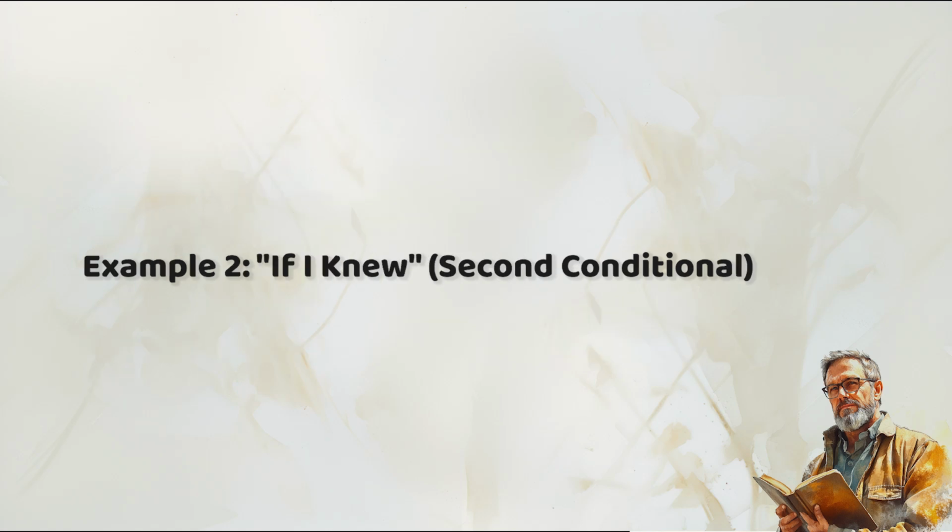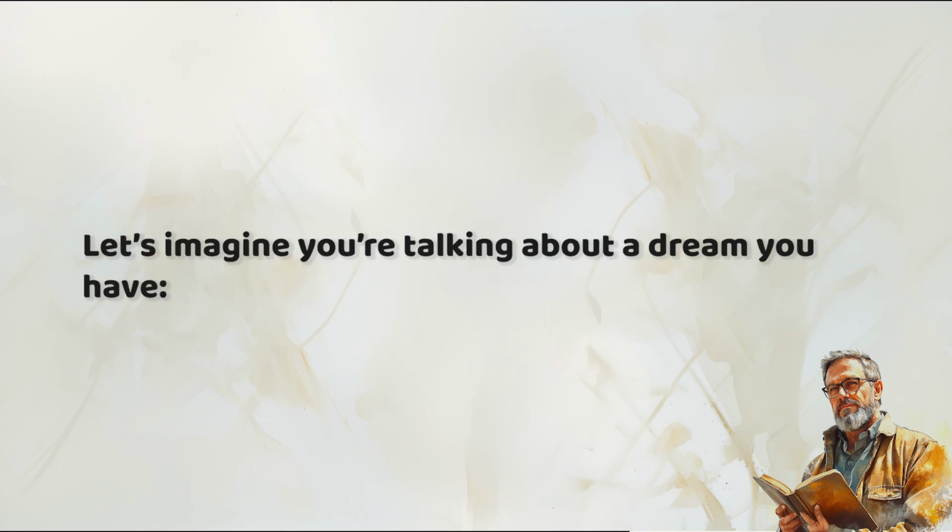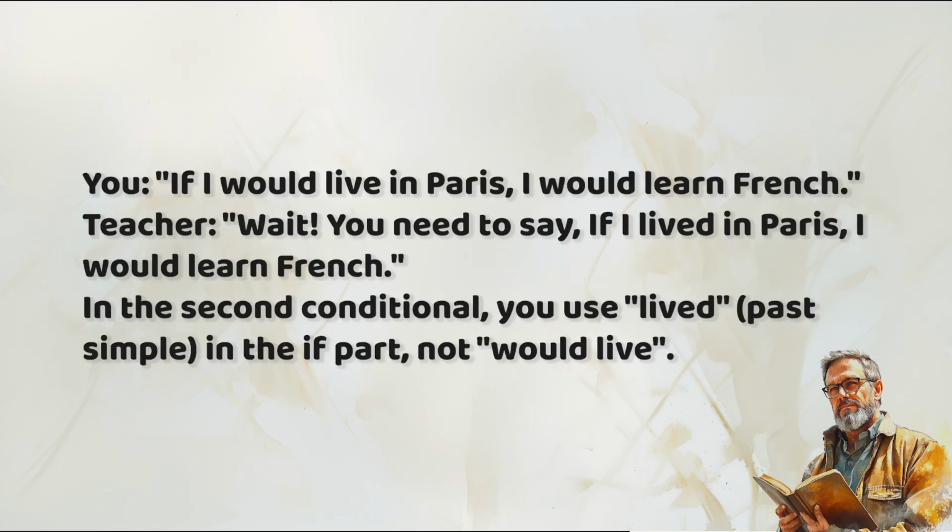Example 2. If I knew, second conditional. Let's imagine you're talking about a dream you have. You: If I would live in Paris, I would learn French. Teacher: Wait. You need to say, if I lived in Paris, I would learn French. In the second conditional, you use lived, past simple, in the if part, not would live.